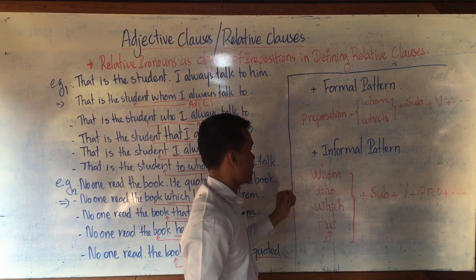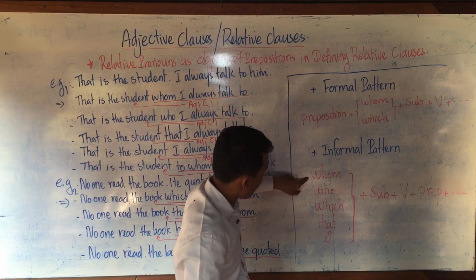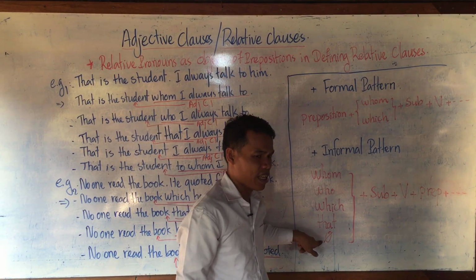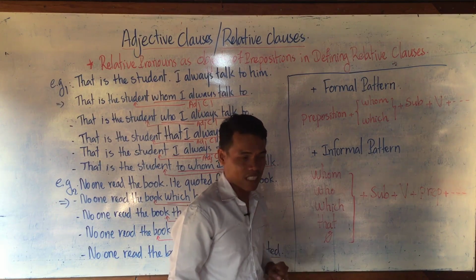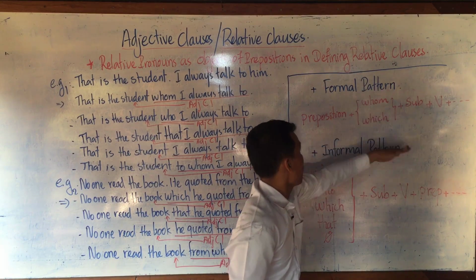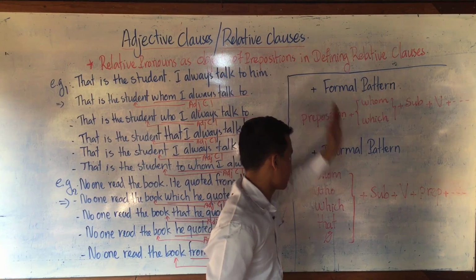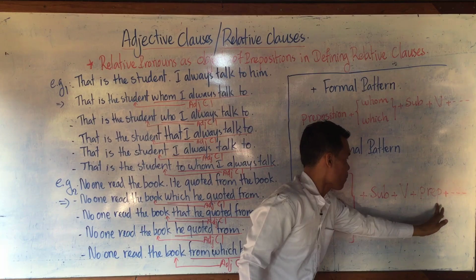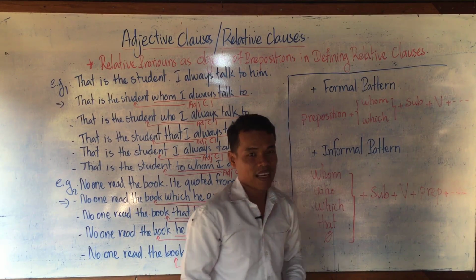In the informal pattern, or informal way, you can write whom, who, which, that, or we. Here, we is the sign indicating that the relative pronoun is omitted. Plus subject plus verb plus preposition. So the first preposition comes before the relative pronoun, and in the second, informal pattern, you can use the preposition at the end of each sentence or each clause.